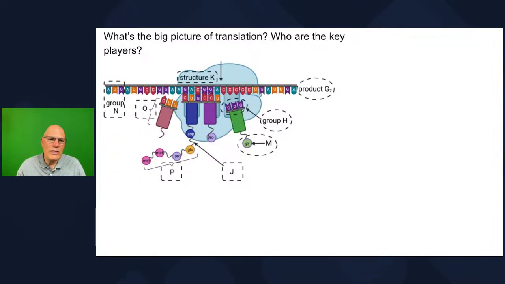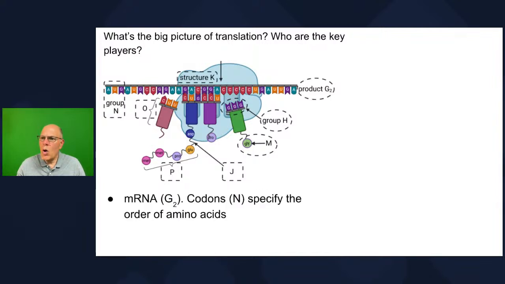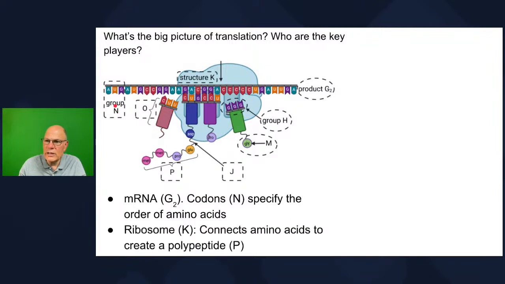So the big picture of translation. The big idea is that mRNA is synthesized in the nucleus. It goes out to the cytoplasm. Of course, I'm talking about eukaryotes, where it's met by a ribosome. These codons, such as this at N, they specify the order of amino acids. The ribosome connects amino acids to create a polypeptide.